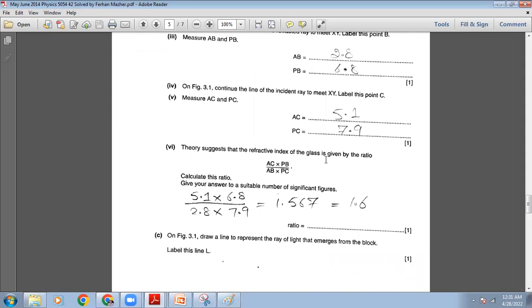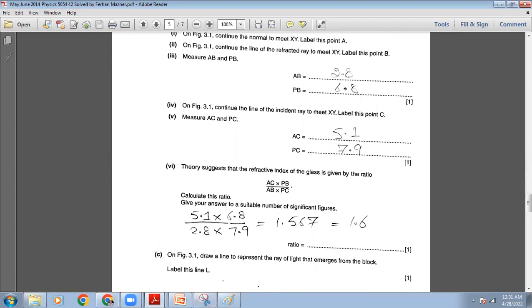Theory suggests that the refractive index of the glass is given by the ratio AC multiply PB divided by AB multiply PC. Just put these values here. Calculate the ratio, give your answer to a suitable number of significant figures.